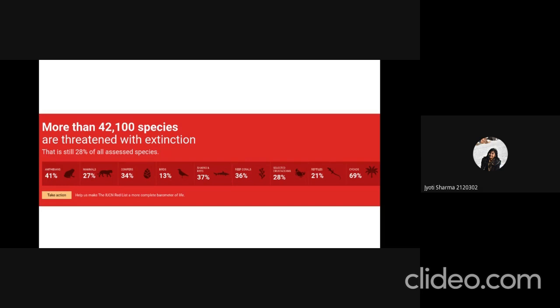Okay, so you can see which category of flora and fauna is higher in the threatened category. Okay.